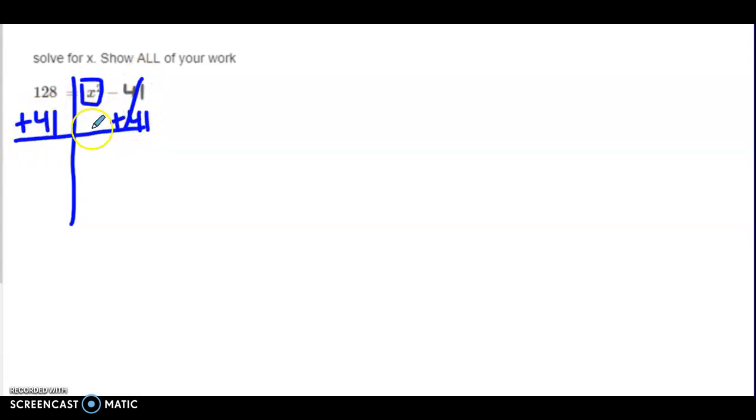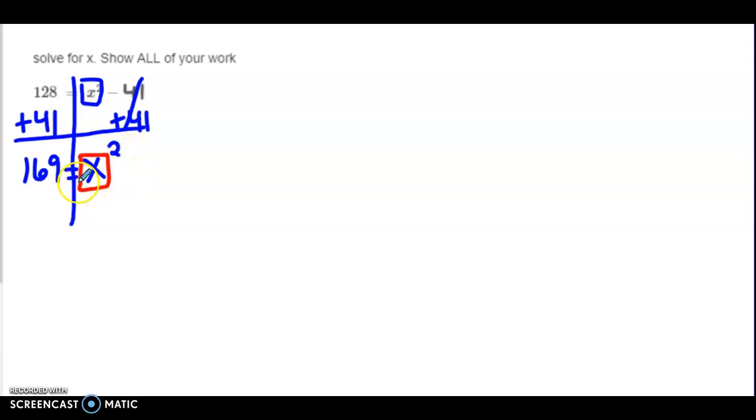Those will cancel. I'm going to bring that x squared straight down. And then 128 plus 41 is 169. Now the x still isn't by itself. If you find your x, we still have an exponent of 2 or a power of 2. I'm squaring it and I need to get rid of it.